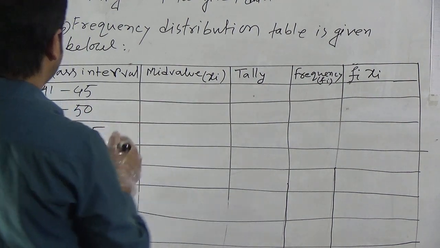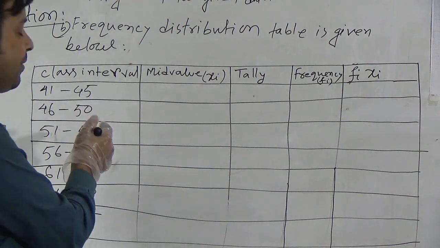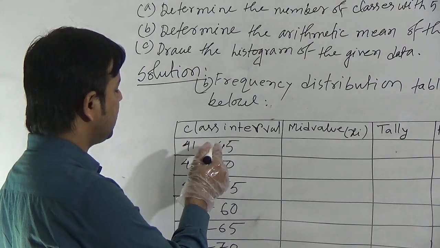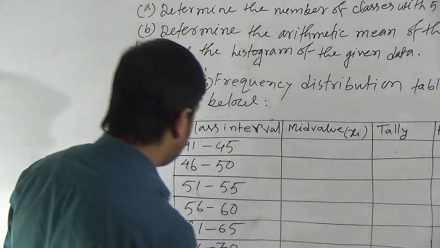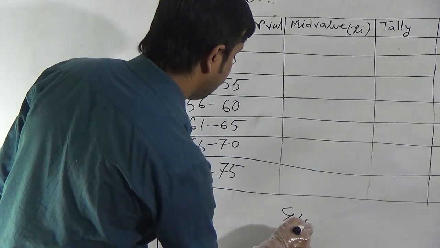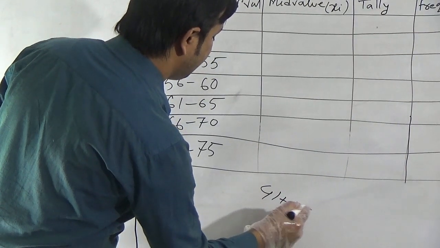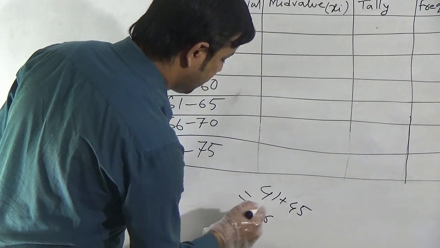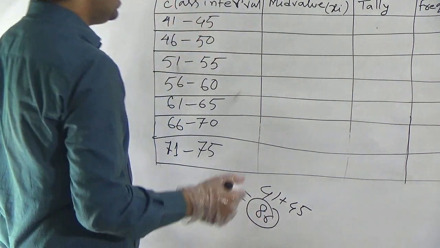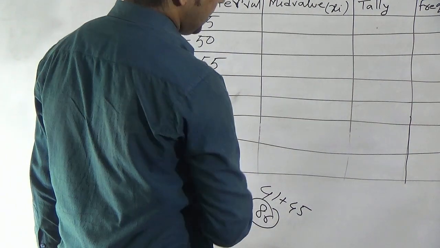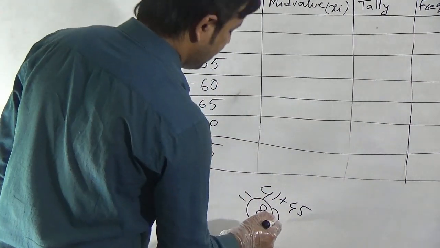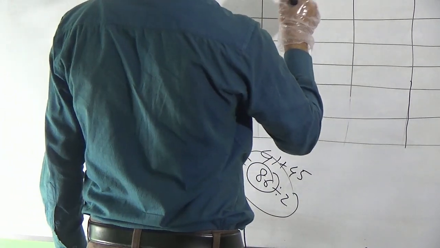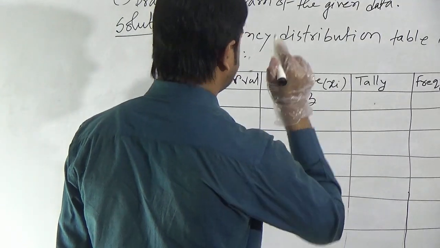Now we have to find the mid value. How can we find the mid value? Mid value means the average of the highest and lowest of each class. So if we add 41 and 45, we will get the sum: 5 and 1 is 6, 4 and 4 is 8, so 86. Now if we divide this by 2, we will get the mid value. 86 divided by 2 is 43. So our mid value will be 43.